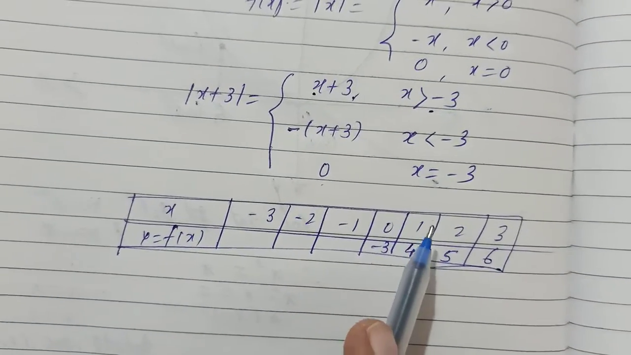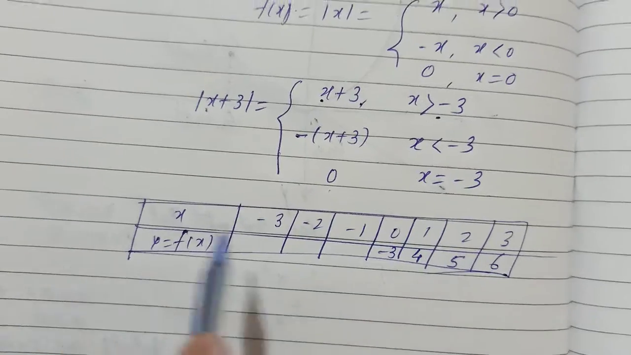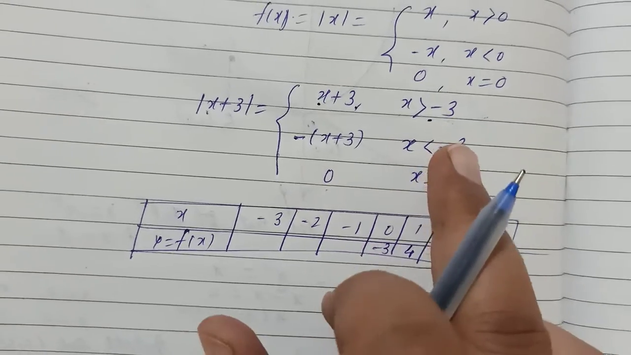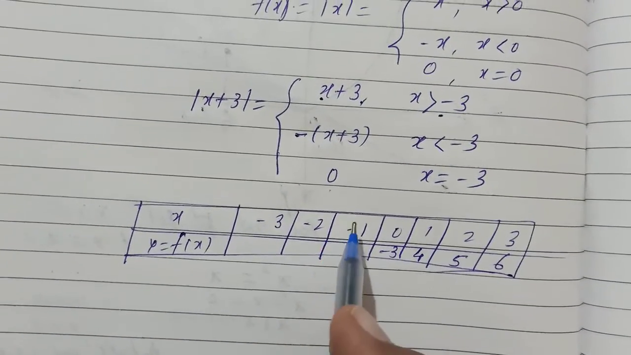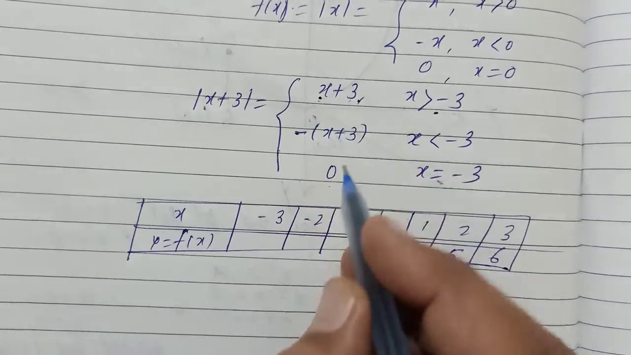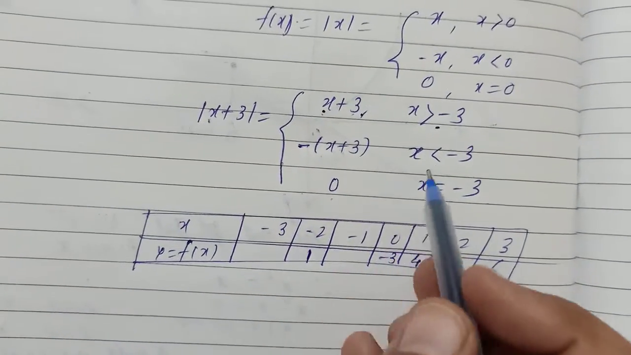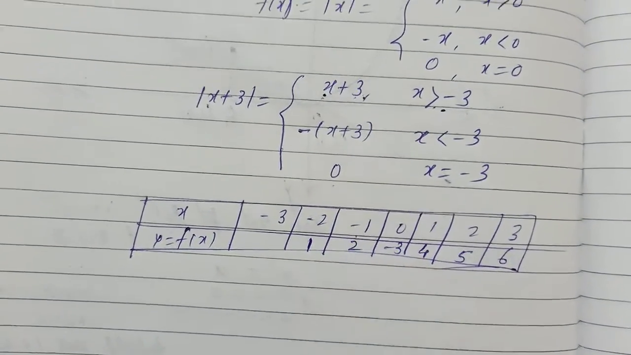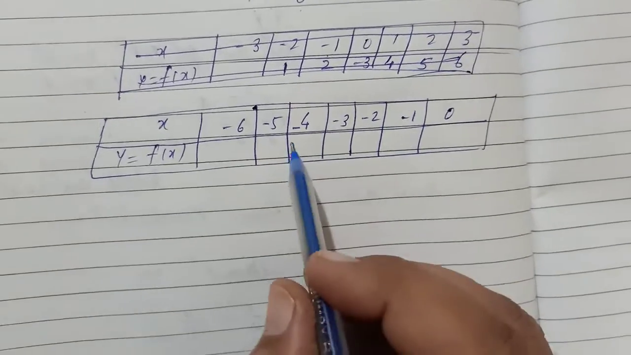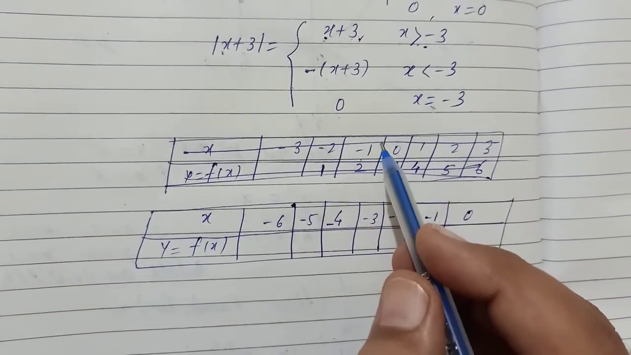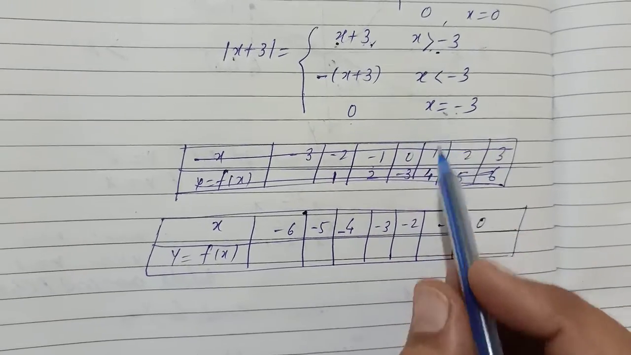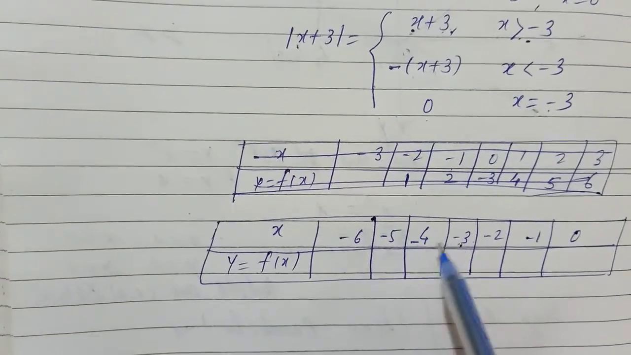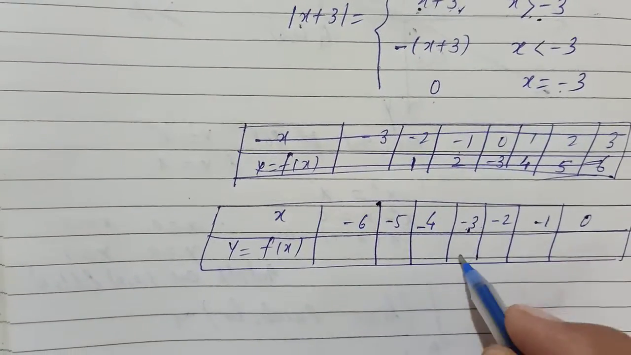And for x less than -3, these values from -3, -2, -1 all belong to this one. So when x is equal to -2, -2 plus 3 is +1. When x equal to -1, again -1 belongs to this, -1 plus 3 is 2. Now it is better to take seven values. What we can do is x equal to -3; we take 3 values more than -3 and 3 values less than -3. So when x equal to -3, it is 0.